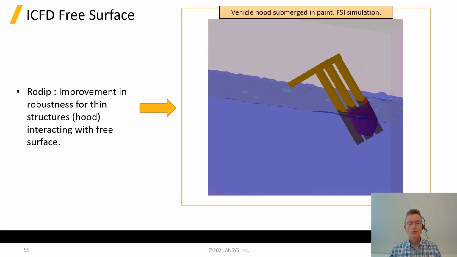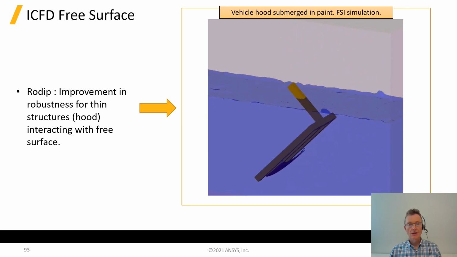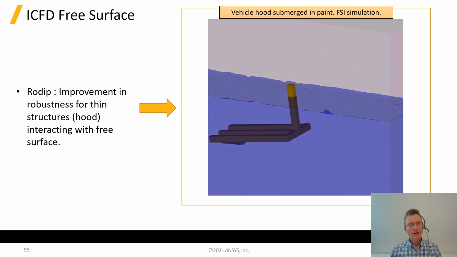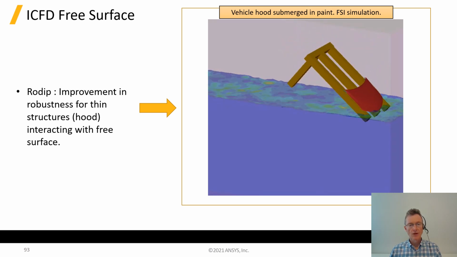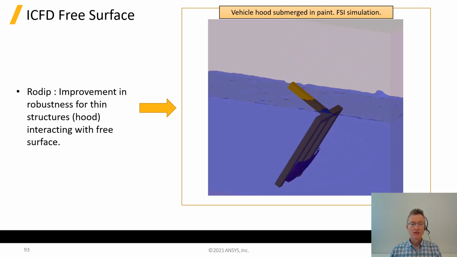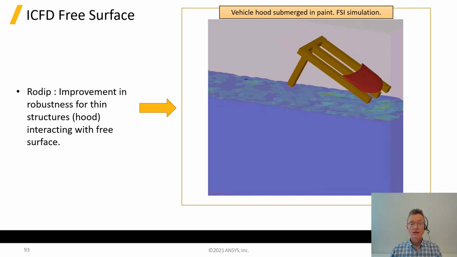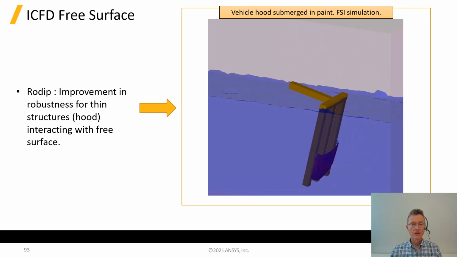In this example, the small red object is a car hood strapped to a frame, being dipped into a rather attractive purple shade of paint. The model can now simulate this use case robustly and predict the drag forces on the hood as it passes from air into the fluid, as well as while it's submerged in the fluid.